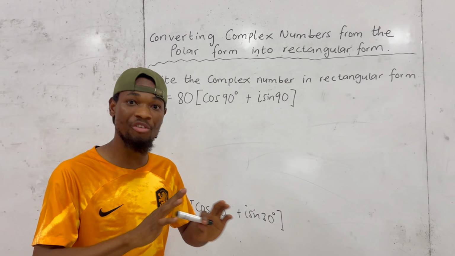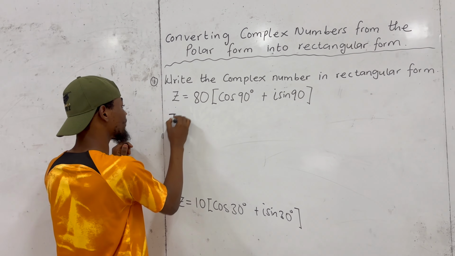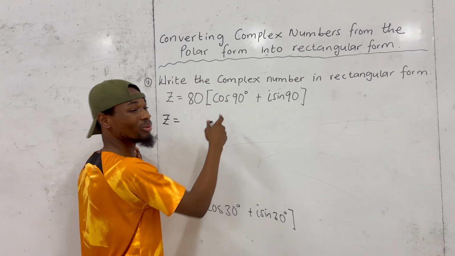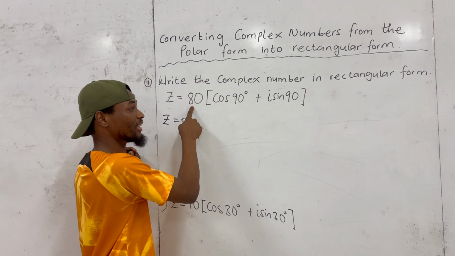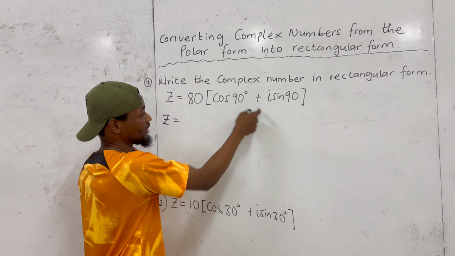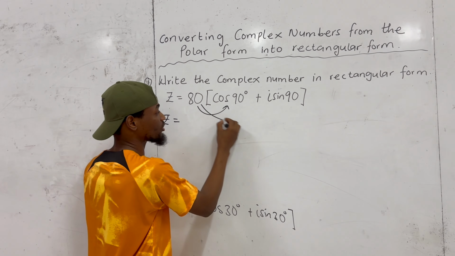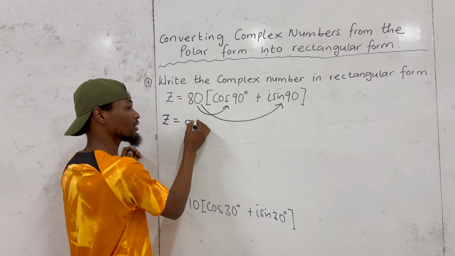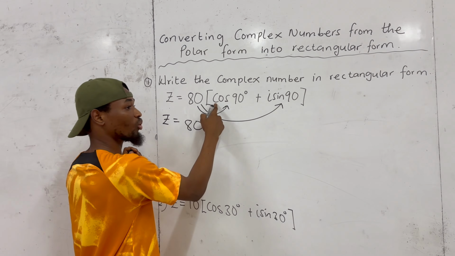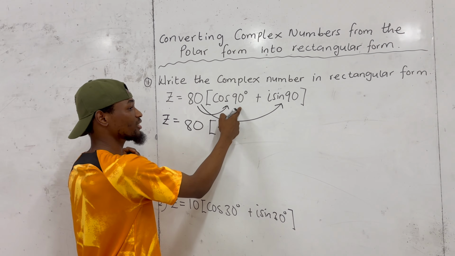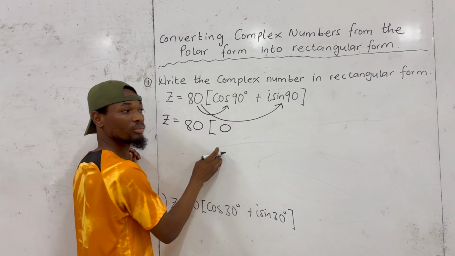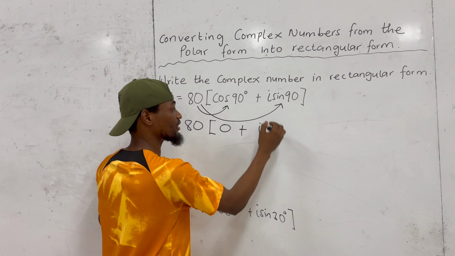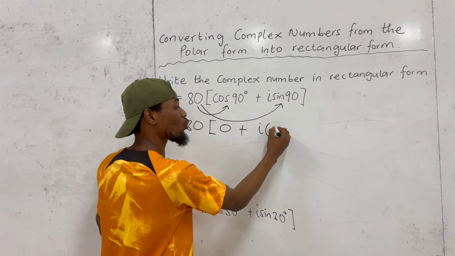This is very trivial. So we have z equals, for questions like this, converting from polar to rectangular, just multiply this by that and this. So this multiplies this and multiplies with that. As simple as that. So I have 80, then cos 90. Cos 90 is what? Is 0. Then plus i for sin 90. Sin 90 is 1.